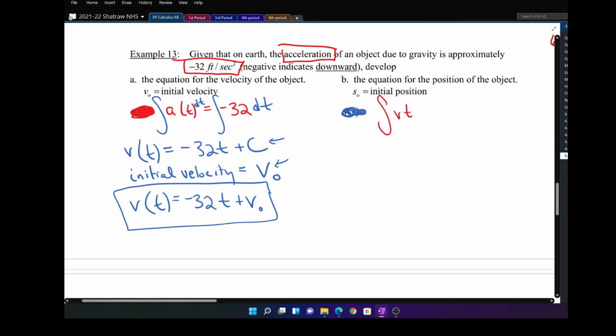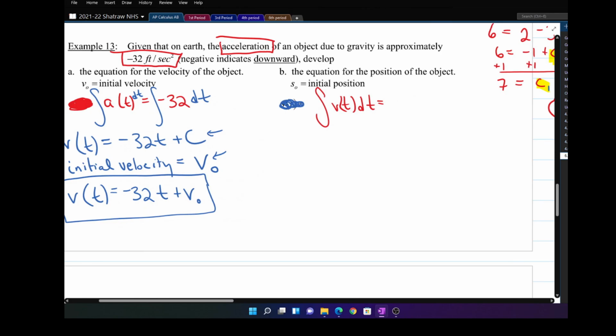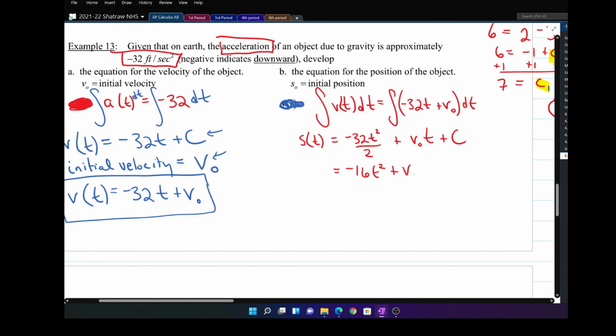The integral of v of t dt will be the integral of -32t plus that initial velocity, dt. And yes, sometimes I forget my parentheses. I'm sorry about that. The integral of velocity will be position. The integral of -32t will be -32t squared divided by 2, and the integral of v sub 0, remember that's just a constant, is v sub 0 times t. And then there's plus a c. I want to clean that up a little bit and say there's a -16t squared plus v sub 0 t plus c.